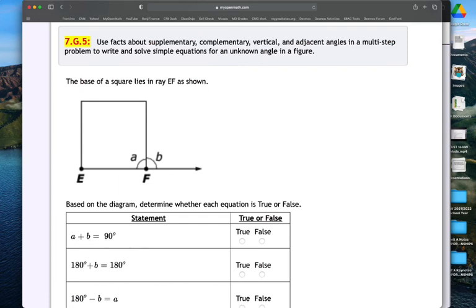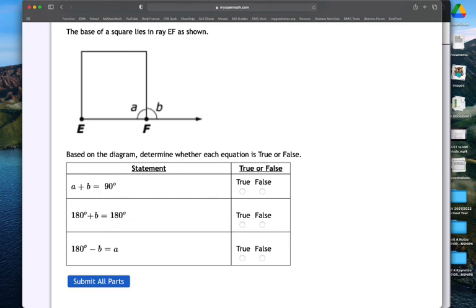In the standard 7.G.5, where we are asked to use facts about supplementary, complementary, vertical, and adjacent angles to solve problems, we may be presented with a problem like this, where we are trying to determine whether each equation is true or false. Well, this statement right here is saying that angle A plus B is 90 degrees. Well, here's angle A, here's angle B, but they're both sitting on this straight line, so that means that they are supplementary to each other, which means they have to add to 180. So clearly, this statement is false.